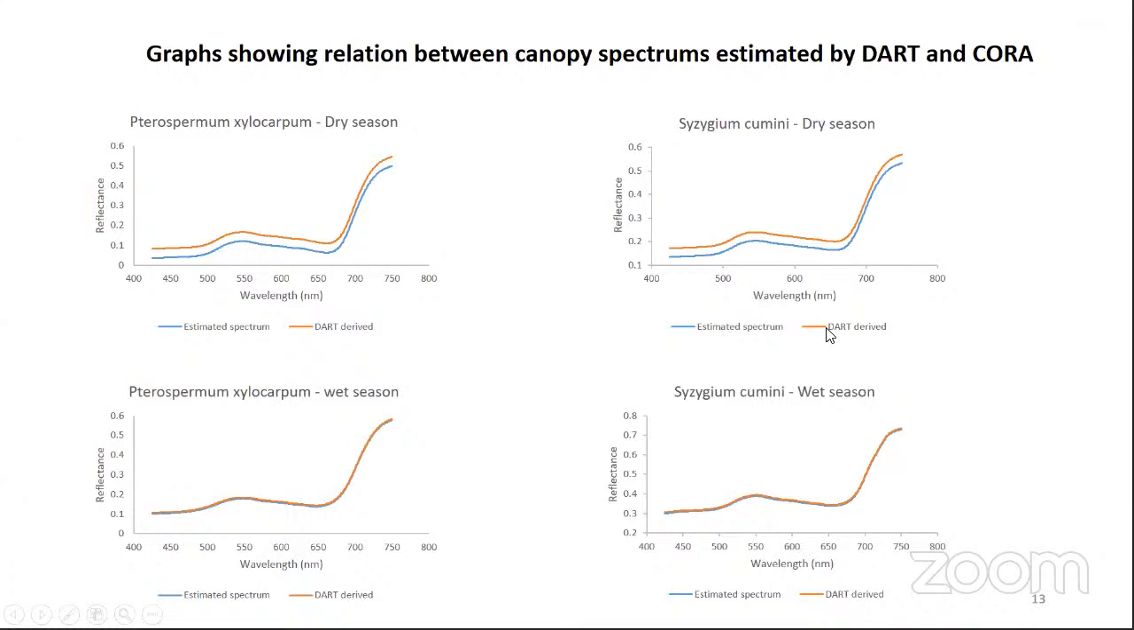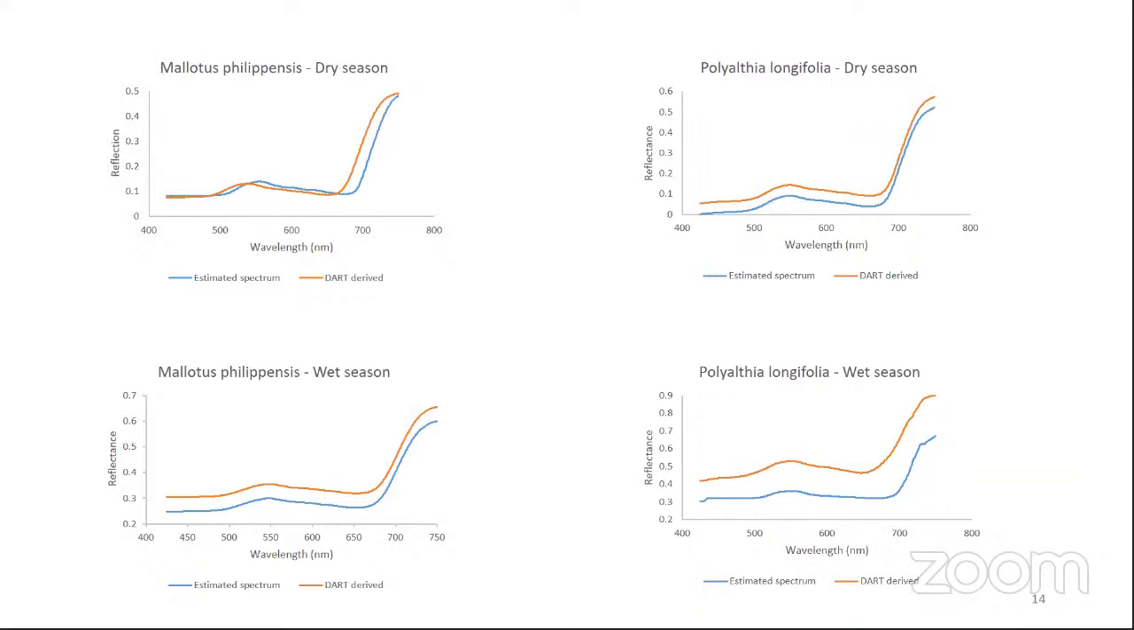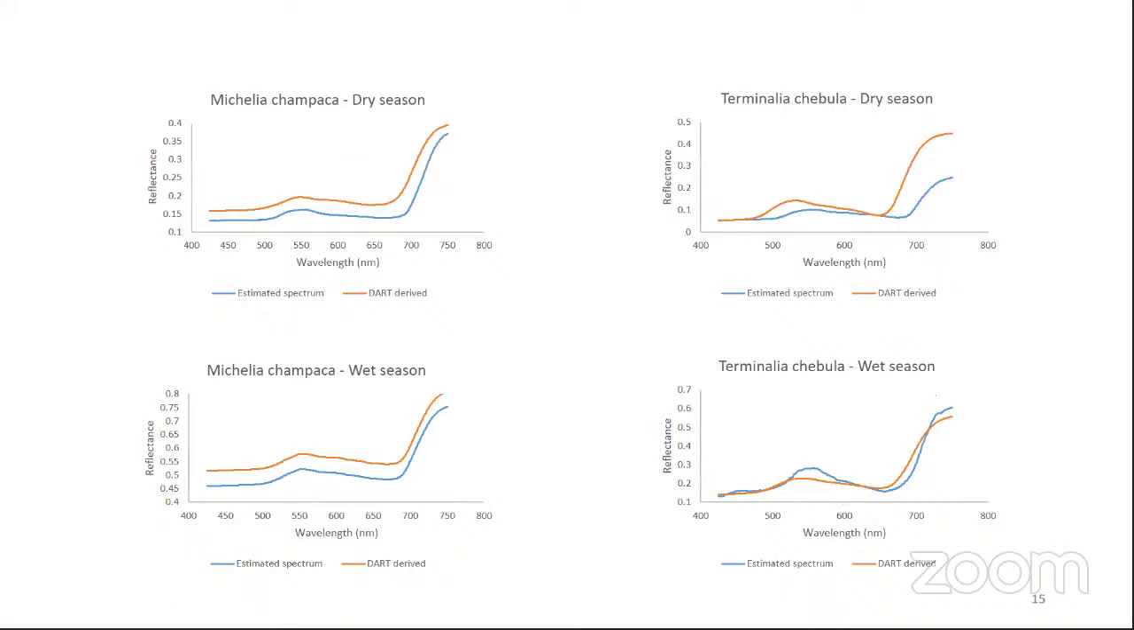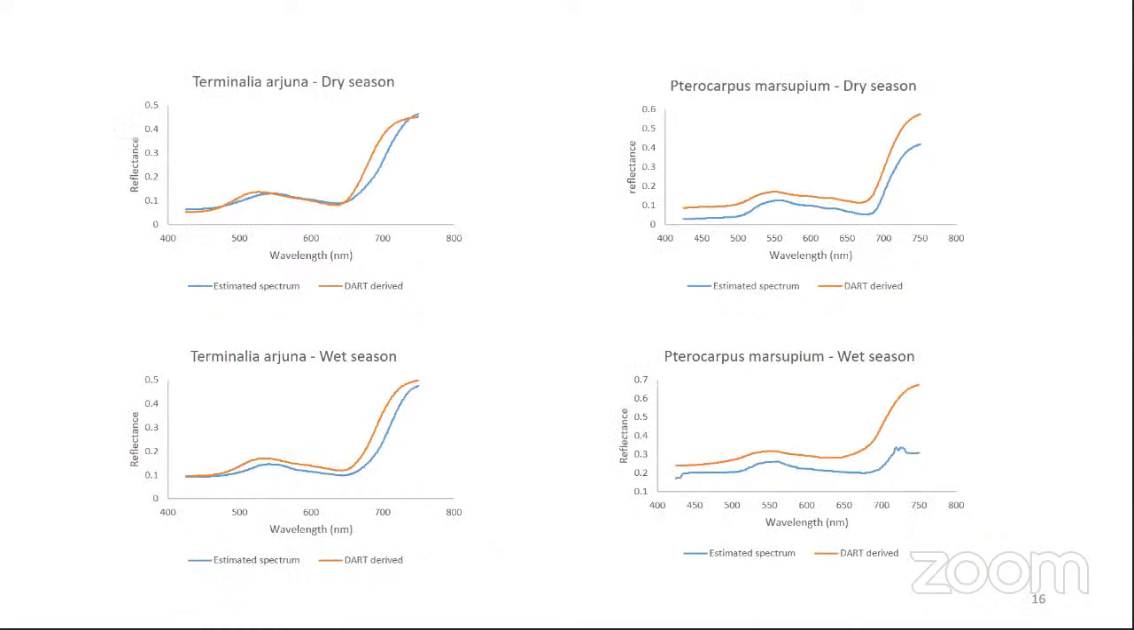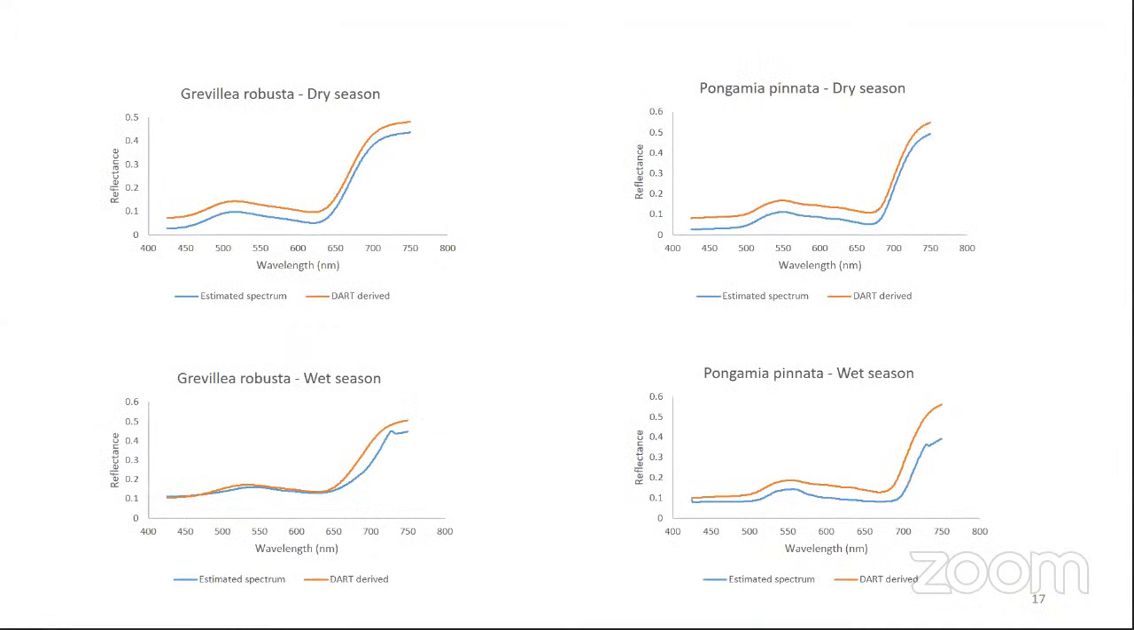The second column is for the second species. This is for another two species. Here you can see for longifolia in wet season, the difference is a little more. The variation is a little more. Same for champaca in wet season. So these are the 10 species which we upscaled using the DART model and indices ratio.